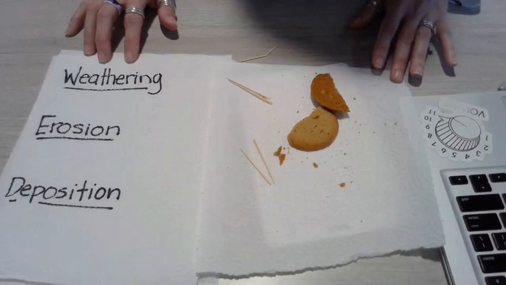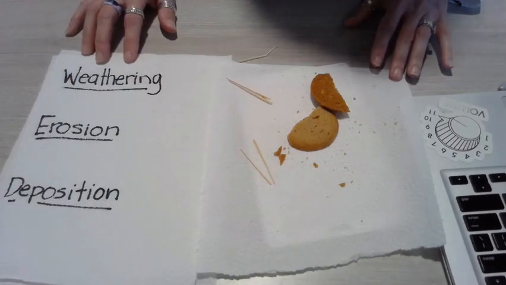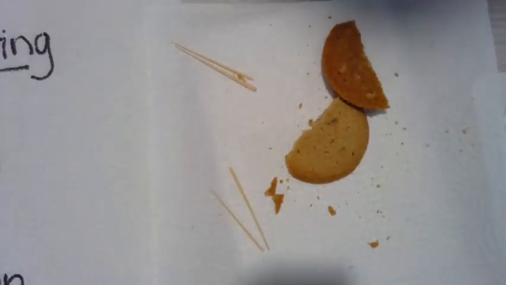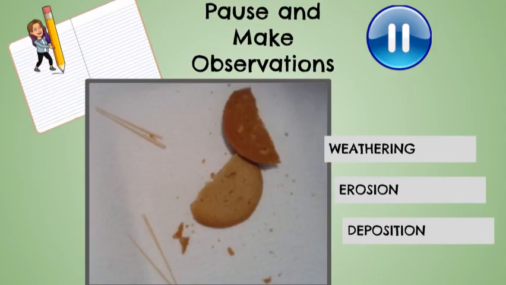Do we see evidence of weathering, the breaking apart into smaller pieces of Earth's materials? Let me bring you closer. Do we see evidence of erosion, those smaller pieces being moved? And do we see evidence of deposition, them landing in a spot and staying there?